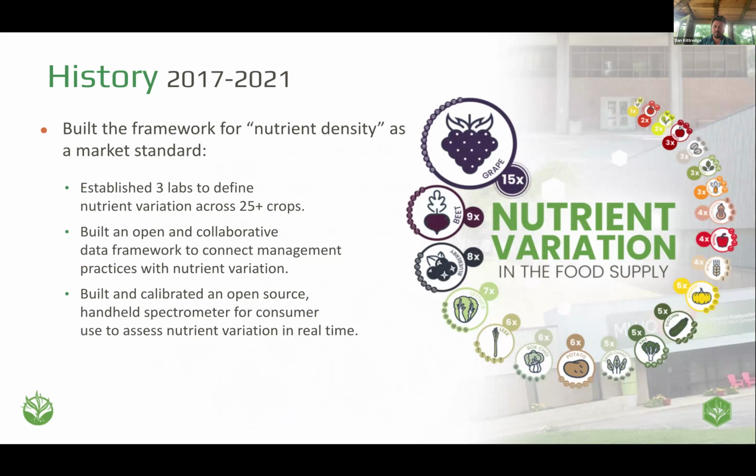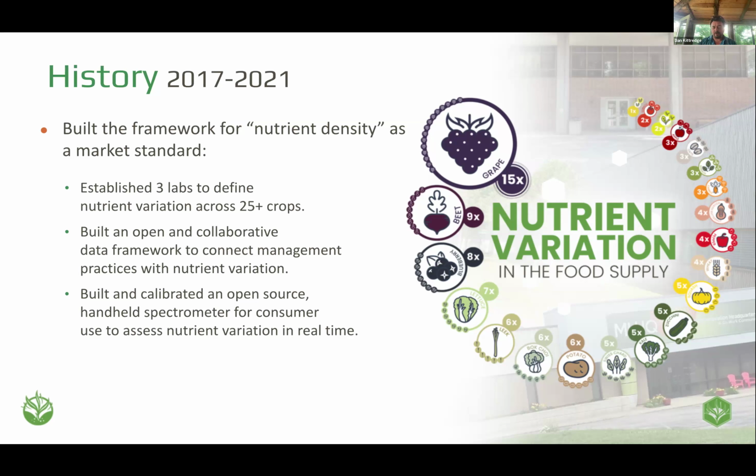So we started in really 2016 conceptually, but 2017 actually, with a strategy of answering three questions. The first question was, does nutrient variation exist in food, and is it significant? Our hypothesis was that it did, and it was significant. The second question was, does that connect to soil health or to specific soil type or certification or variety or fertility program management practice? And the third question was, can you build a handheld instrument which could test that variation if it was significant?